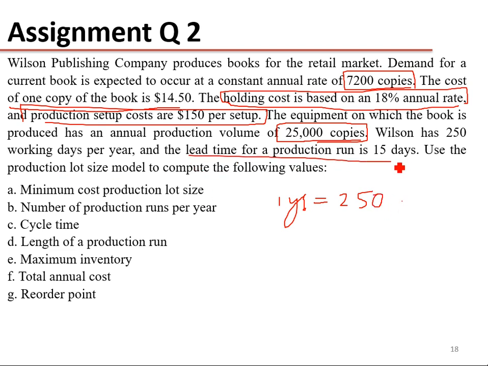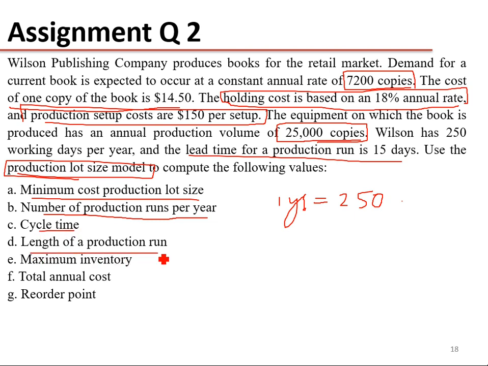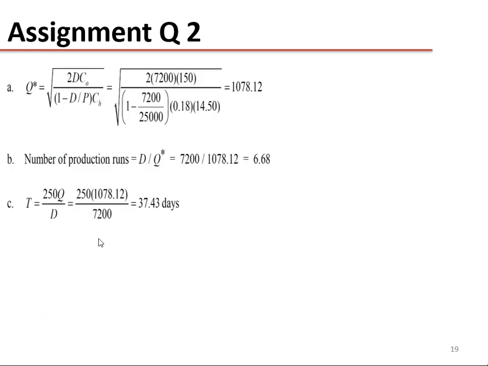And the lead time is given. The lead time for the production run is 15 days. Use the production lot size model. Now it is given that we are going to use the production lot size model. Compute the following: minimum cost production lot size, number of production runs per year, cycle time, length of the production run, maximum inventory, total annual cost, and reorder point. These things we are going to find.